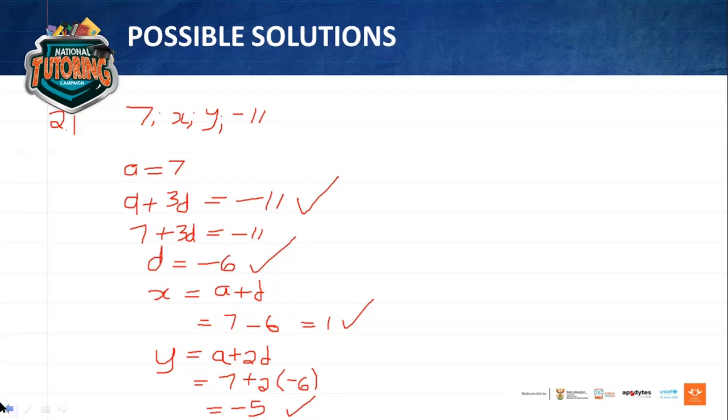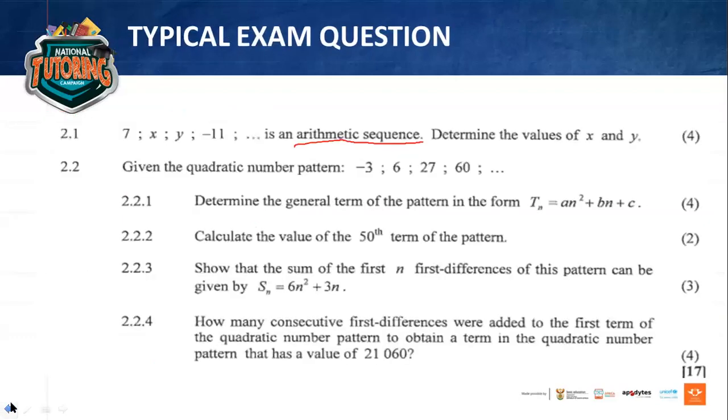All right, so that is how you were supposed to have answered that particular question. So let's go to now question 2.2. So let's read the problem statement. Given the quadratic number pattern, there is the number pattern which is given to us, -3, -6, -3, 6, 27, and 60, and the other terms which are following. It's important that you see that there are other terms following, so you cannot think that this is your last term.